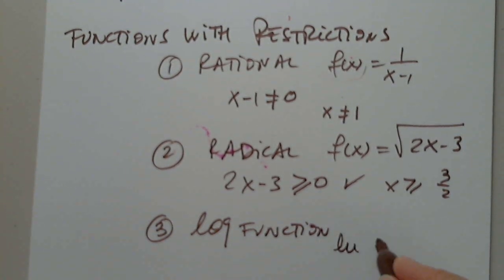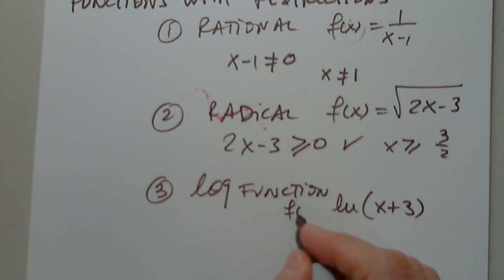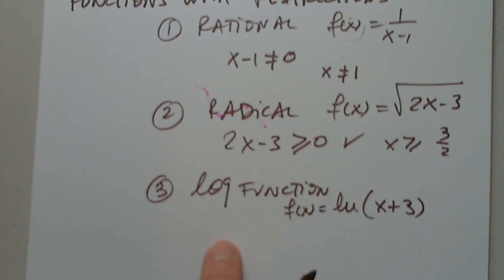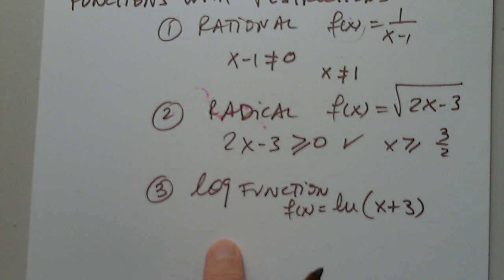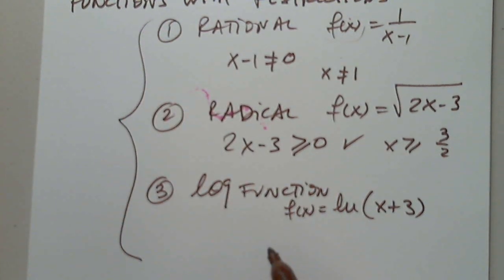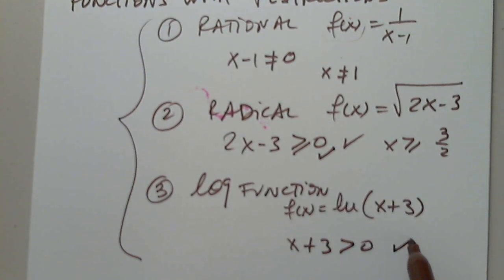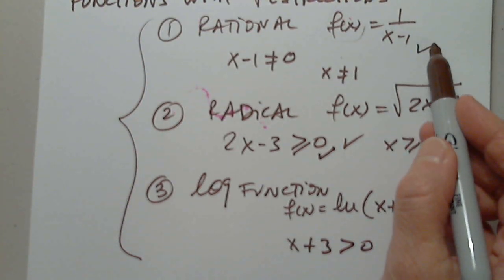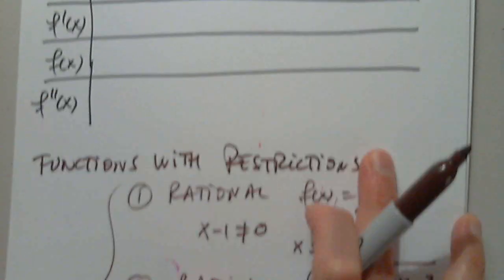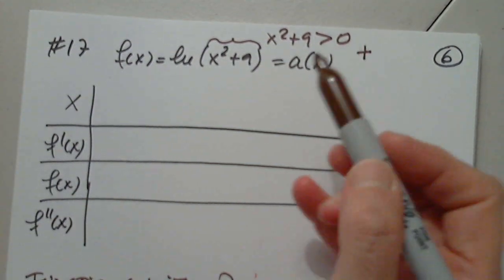So for example, f of x equals natural log of x plus 3. What do I have to write? And these are the only functions we have to worry about in this class. X plus 3 greater than 0. Exactly. So this is greater than or equal to, this is simply greater than, and this cannot equal 0 in the denominator. Awesome.